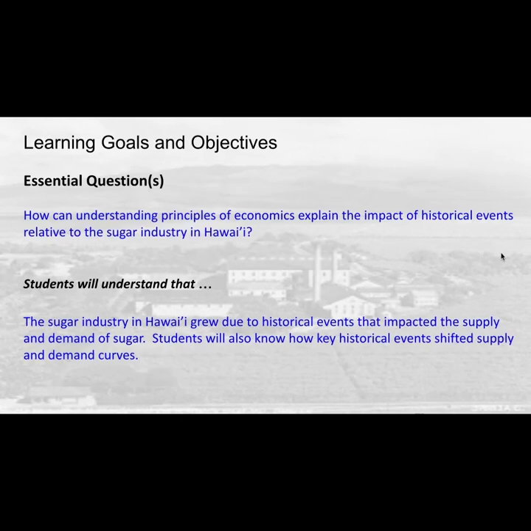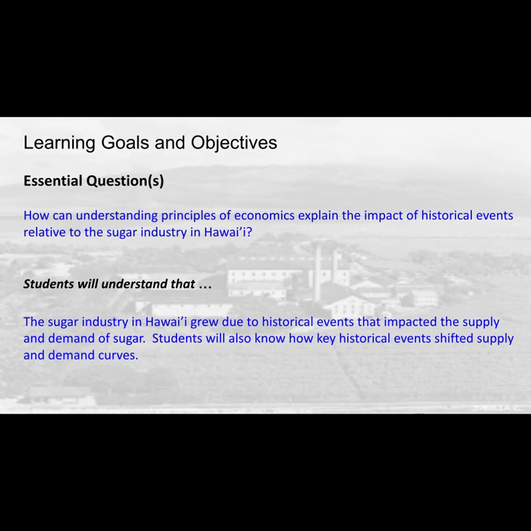The lesson will begin with the teacher and students unpacking the learning goals and objectives. In particular, the teacher will pose the essential question: how can understanding principles of economics explain the impact of historical events relative to the sugar industry in Hawaii?